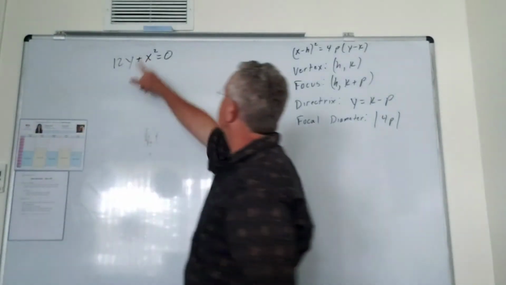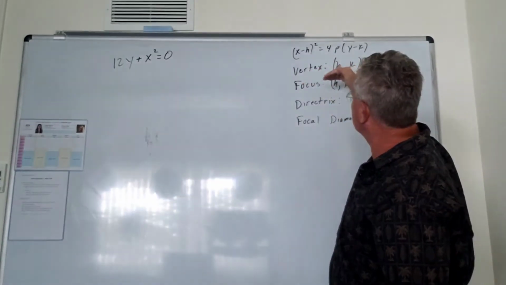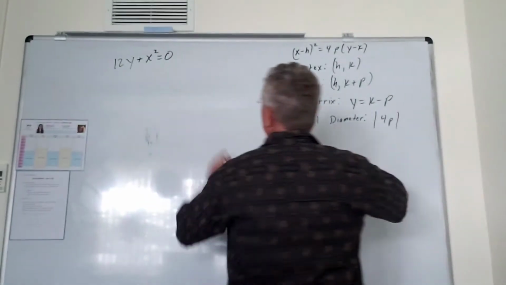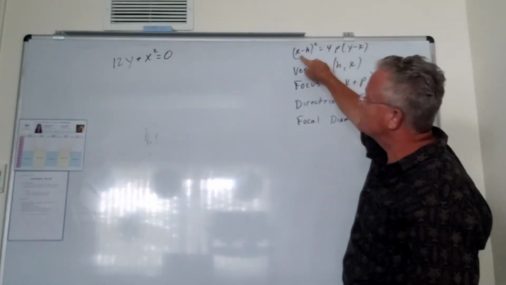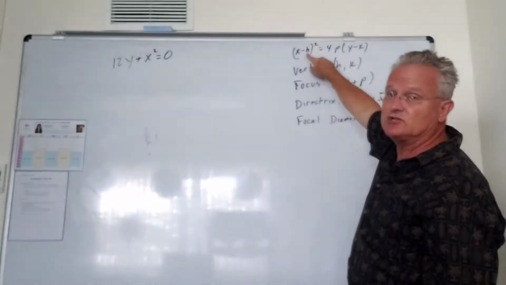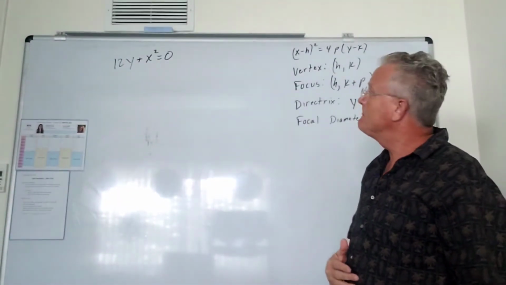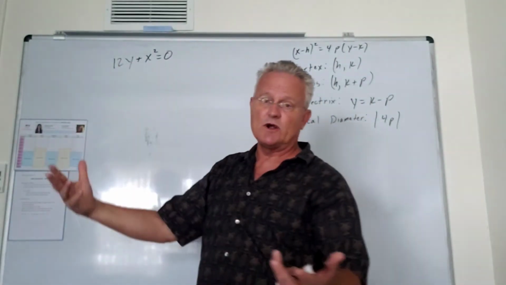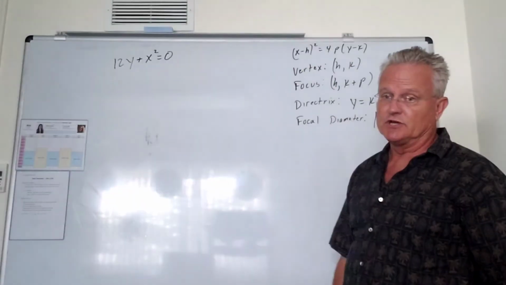Okay, so in this problem, we're asked to graph this equation, find the vertex, the focus, the directrix, and the focal diameter. In general, I'll give the most general equation for a parabola that has an x squared: x minus h, quantity squared, equals 4p times the quantity y minus k. If it's a parabola, you want to look at whether x is squared or y is squared. Clearly x is squared, so we're going to use this particular equation.